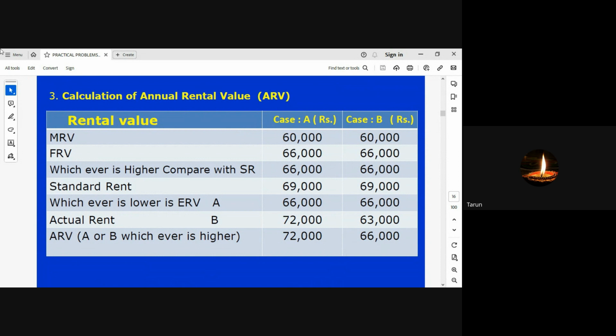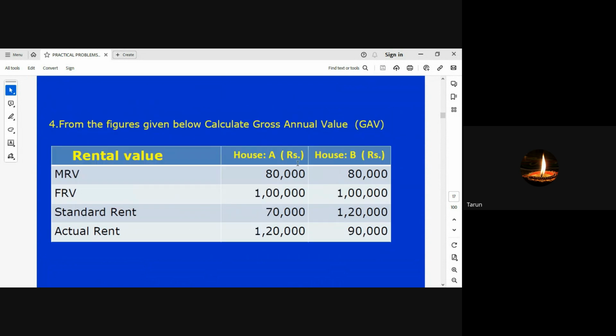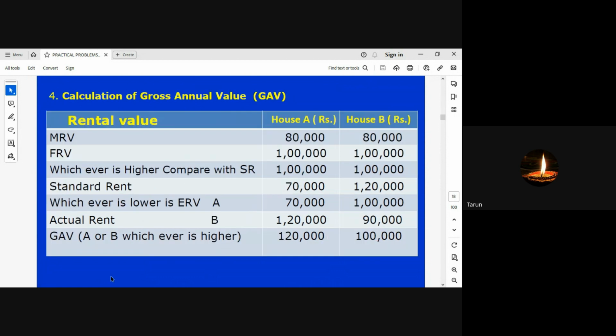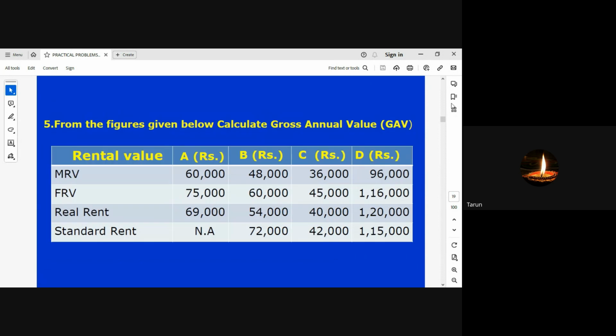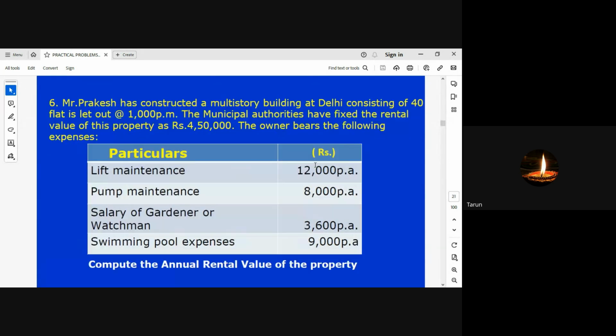So one thing has different names. Don't be confused at all. Whichever is higher, expected rent or actual rent, is the annual rental value or gross annual value. This is also another practice question. For gross annual value, you need these four items. Whichever is higher is the gross annual value, because annual rental value and gross annual value are the same. This is also another question. Just follow along and you can write it.